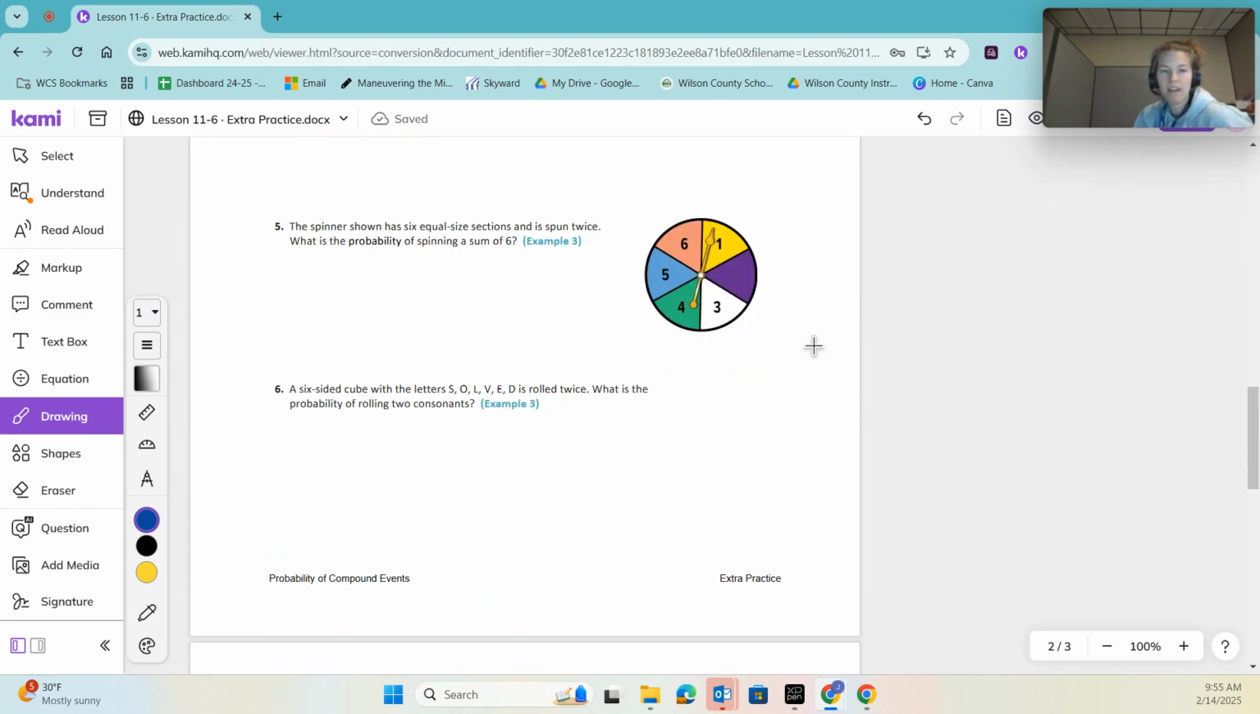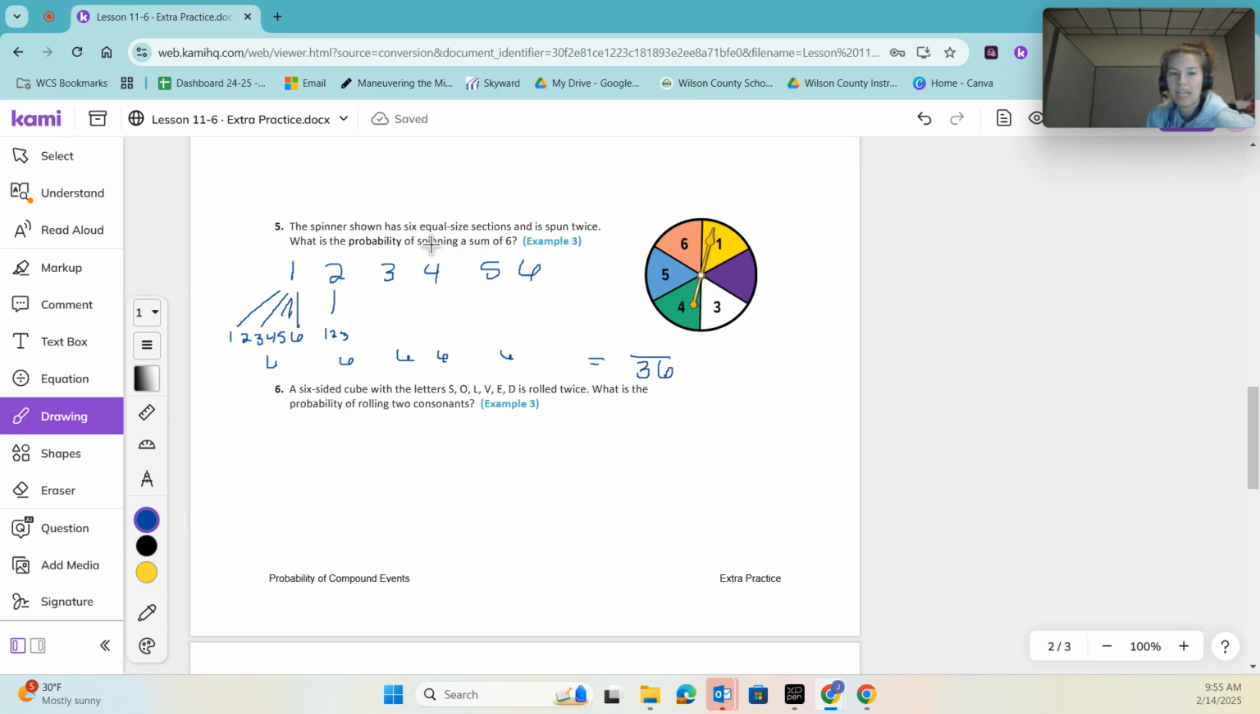Now, number 5 says the spinner shown has 6 equal sized sections and is spun twice. What's the probability of spinning a sum of 6? Well, if we list out all of our choices, we have 1, 2, 3, 4, 5, and 6. With my first spin, I can get any of those. With my second spin, I can also get a 1, 2, 3, 4, 5, or 6. You'll see there are 6 options for each of these numbers, which means a total of 36 possible outcomes.